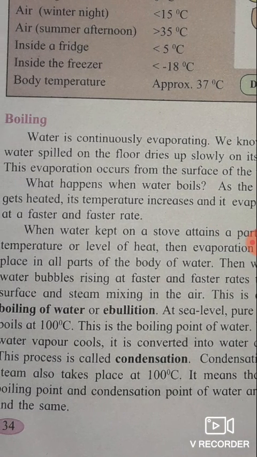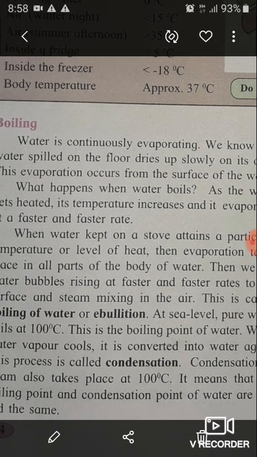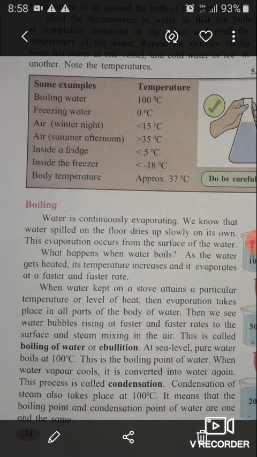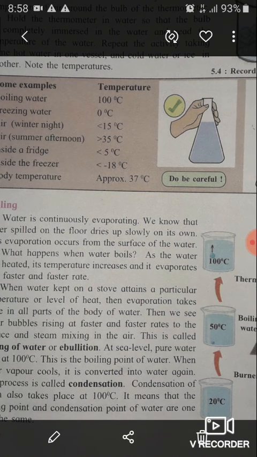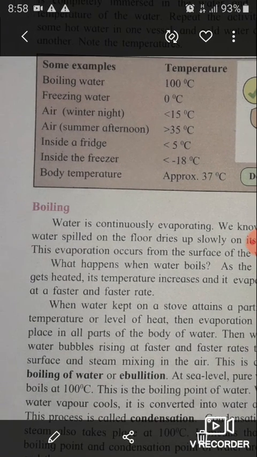Then see, the next point is boiling. We know that water is continuously evaporating, and water spilled on the floor dries up slowly on its own. This evaporation occurs from the surface of the water. What happens when water is heated and boils? Its temperature increases and it evaporates at a faster and faster rate. This is happening every morning in our home.